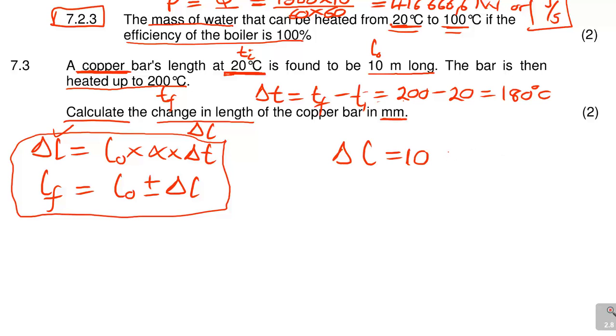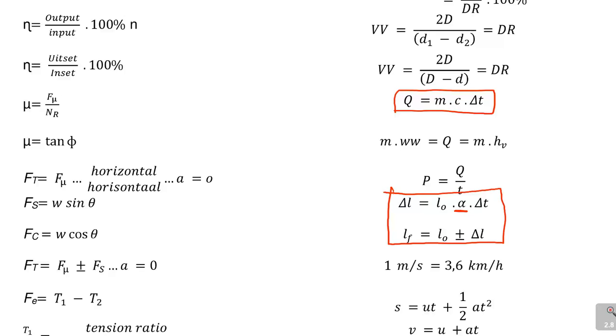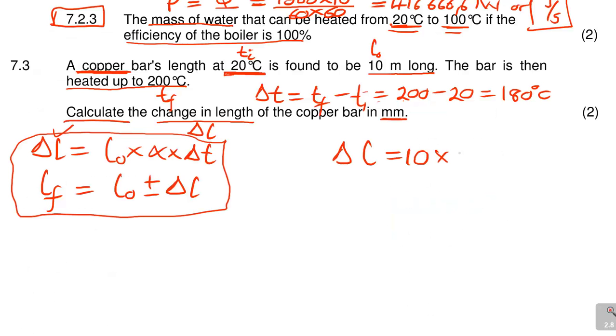So it's 10 times now the coefficient of linear expansion of copper. Remember, we're dealing with copper. So if I look at the coefficient of linear expansion of copper, it is this one. See that? Which is 0, 4 zeros and 1/7. So if I write it like that, it would be 0, 4 zeros after the decimal, and then 1/7. That's what I have, times.